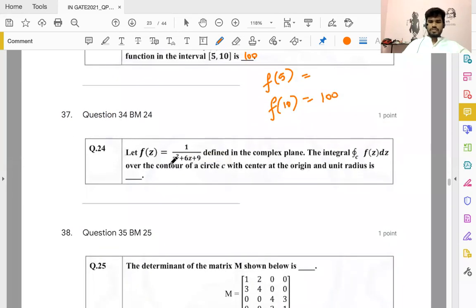Okay, see again, one more easy question. This essentially is z plus 3 whole square. So the critical point is -3. This is 1. This is -1. The critical point is somewhere over here, -3 outside of it. So the integral is 0.